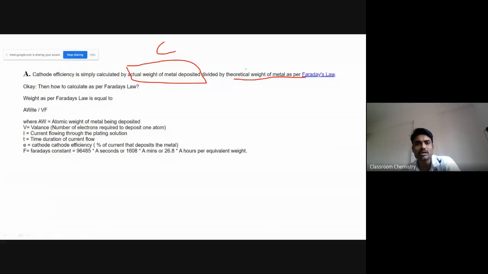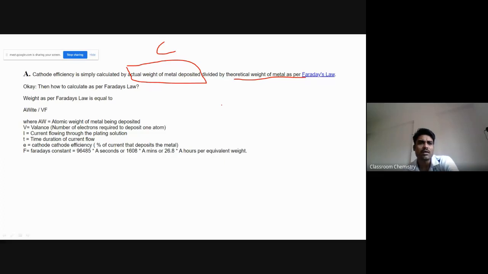Suppose we take the weight of the cathode before electrolysis and after electrolysis or electroplating. By subtracting, we get the actual metal deposited on the cathode, divided by the theoretical weight of metal as per Faraday's law. By using Faraday's law we can calculate the theoretical weight.